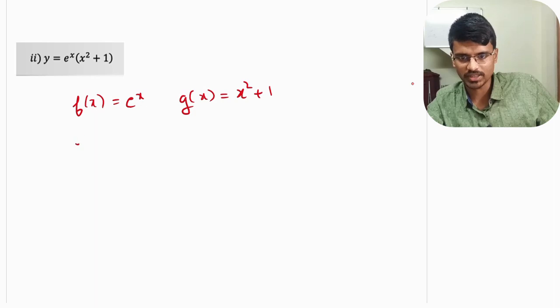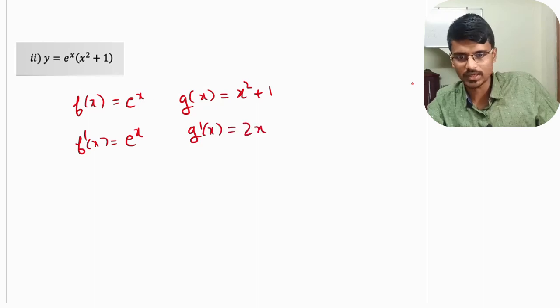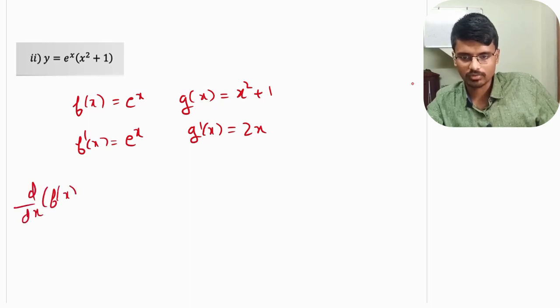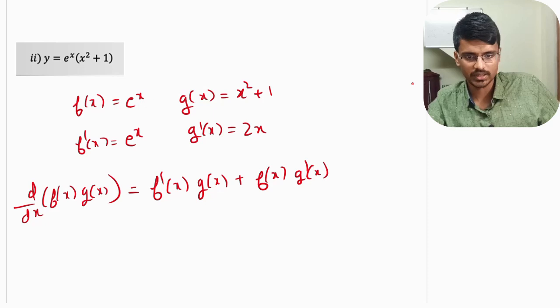I'll just differentiate them. f dash of x is equal to e power x, because the derivative of e power x is e power x. Differentiation of g of x is 2x. Now I'll just put it in the formula. So d by dx of f of x g of x is nothing but f dash of x g of x plus f of x g dash of x. I just put it here now.